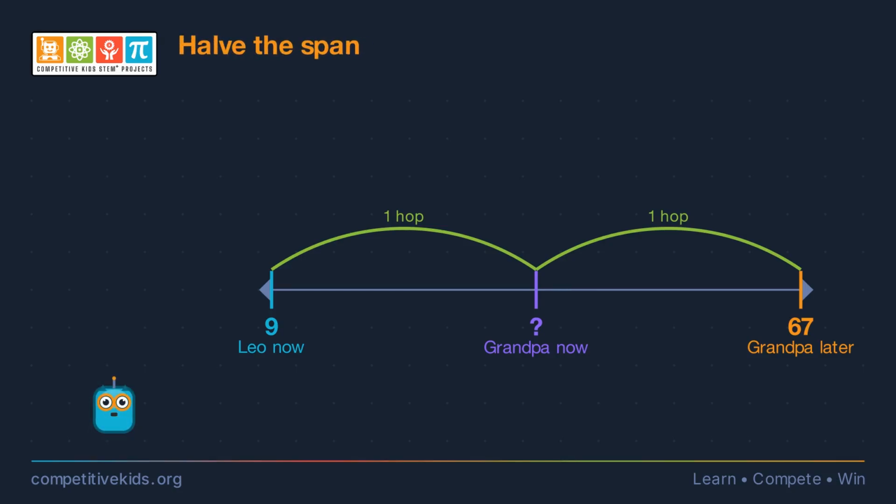So let us measure the whole stretch. 67 take away 9 is 58. That stretch is made of 2 equal hops, so we cut it in half. 58 divided by 2 is 29. Each hop is 29 years, so the gap between Leo and Grandpa is 29.